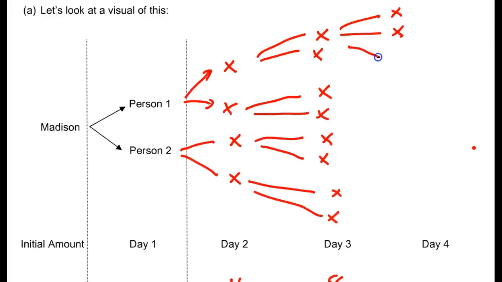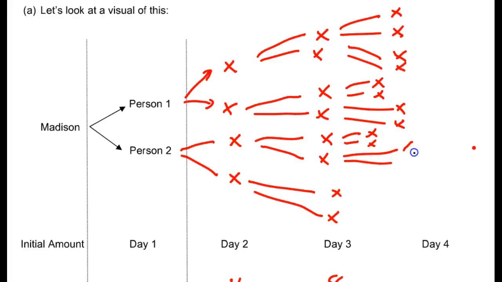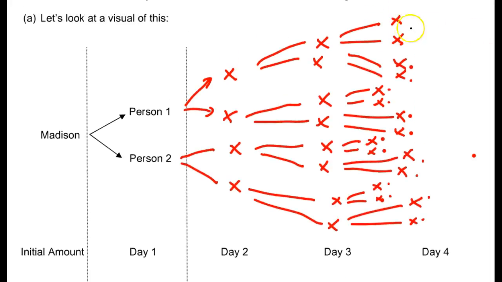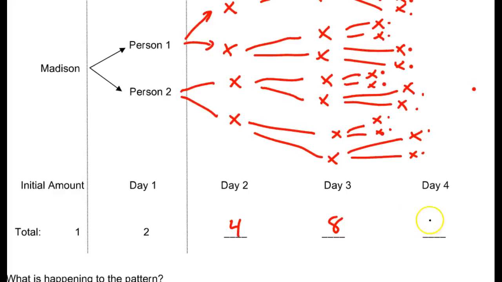1, 2, 1, 2. Each of those just represents a drink. Fill all those out, count them all up. Day 4, that's 16 copies total.